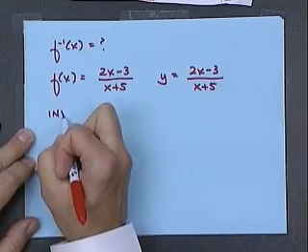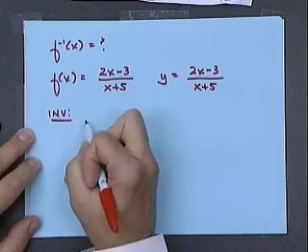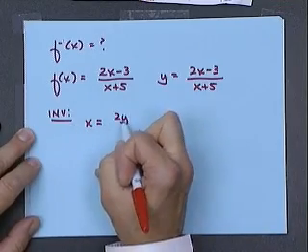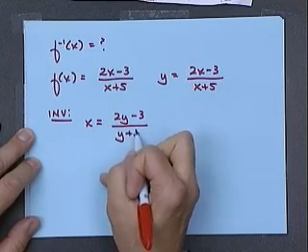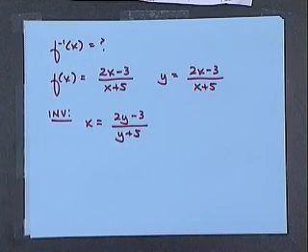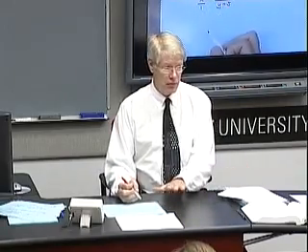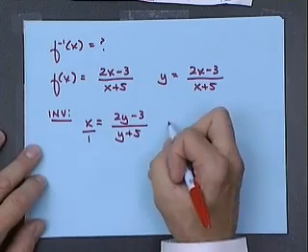So now we're going on to the inverse. Switch x and y. What's next? Solve for y. Okay, we eventually want to solve for y. Multiply by y plus 5. Okay, let's multiply both sides by y plus 5 or just cross multiply.